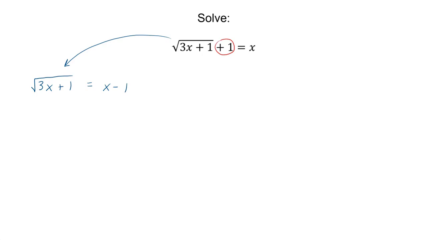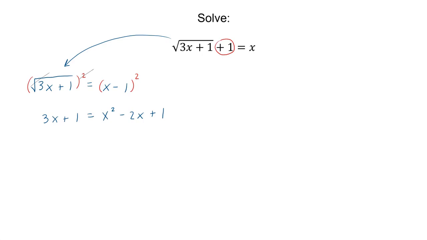Now that the radical is isolated on the left side, let's undo the square root by squaring both sides of the equation. Squaring the square root on the left side leaves us with 3x plus 1. And on the right side, we need to square the binomial x minus 1. That means we need to multiply x minus 1 times itself. So we'll have x minus 1 times x minus 1. That's a FOIL situation. And when we FOIL x minus 1 times itself, we get x squared minus 2x plus 1. Notice now that we have an equation that no longer contains a radical.